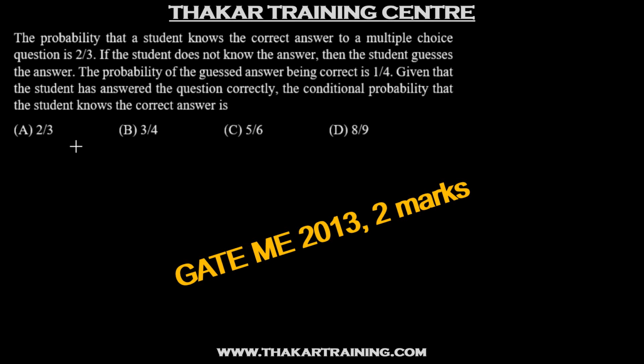This question was asked in GATE for 2 marks. The probability that a student knows the correct answer to a multiple choice question is 2 by 3. If the student does not know the answer, then the student guesses the answer. The probability of the guessed answer being correct is 1 by 4. Given that the student has answered the question correctly, the conditional probability that the student knows the correct answer is.